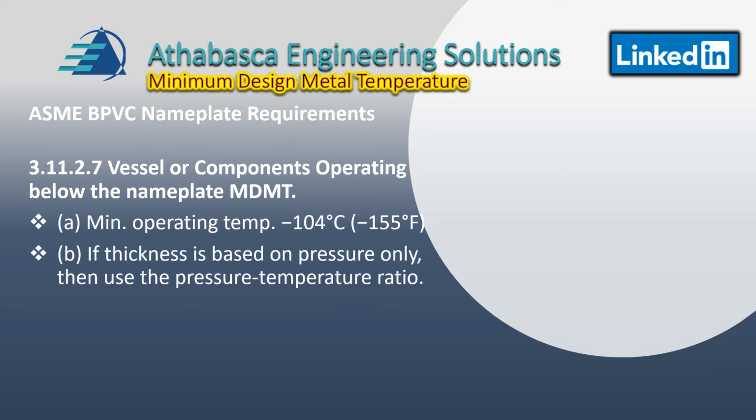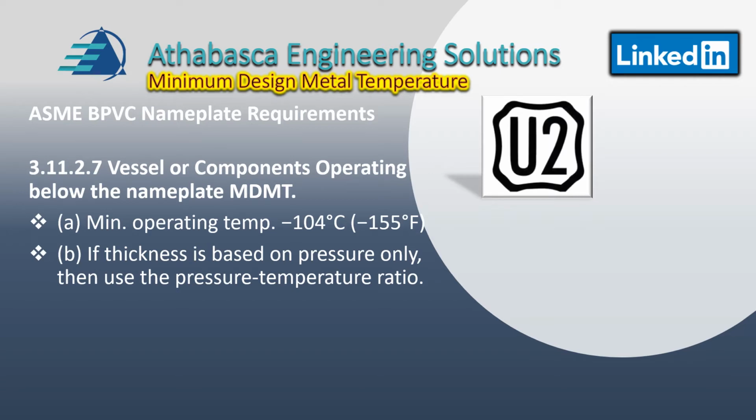Another thing is that the thickness is based on pressure only. So for the calculation where we looked at the stress reduction, taking advantage of the available unused stress in a part to reduce your MDMT, they have specific requirements. If you're going to be working below your MDMT, it has to be based on pressure only. So you need to use the pressure temperature ratio.